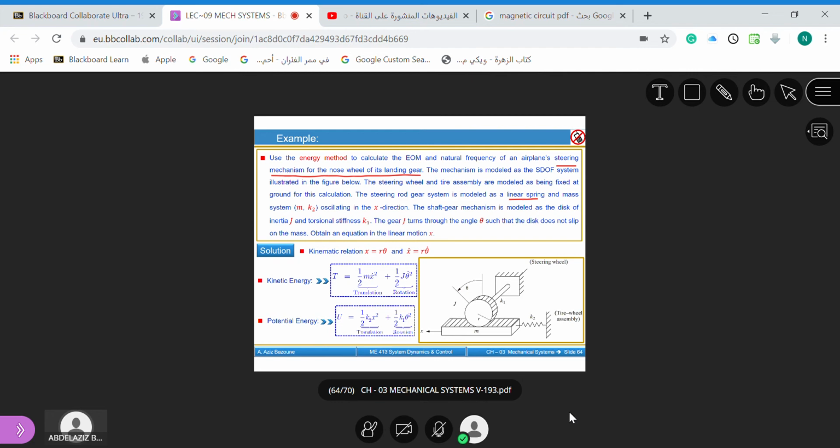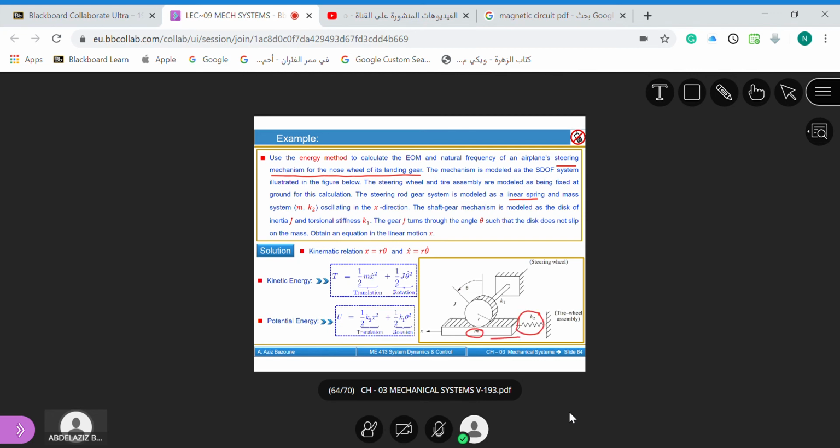The gear shaft mechanism is modeled as the disk of inertia J and torsional stiffness K1. The gear J turns through the angle theta such that the disk does not slip on the mass. Obtain an equation in the linear motion of x. So the whole story, we have a translational system, which is composed of K and M.